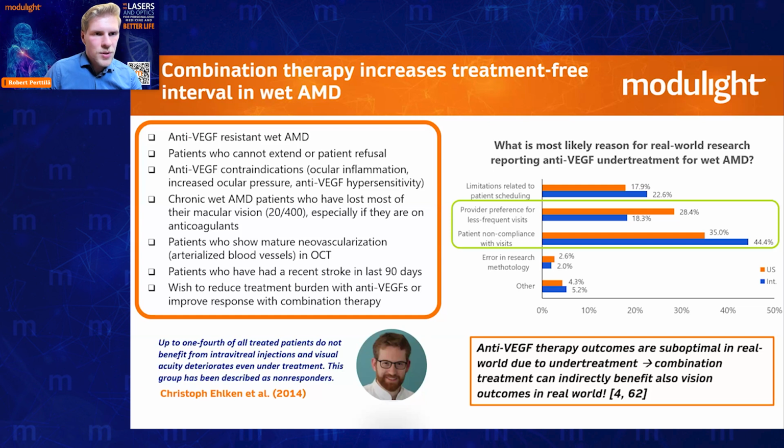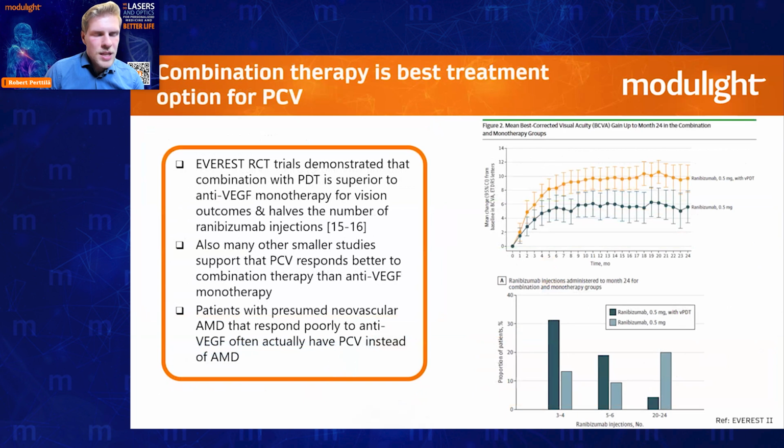Then a couple of words about the PCV. As I mentioned earlier, the EVEREST 1 and EVEREST 2 trials have shown that combination is significantly better than anti-VEGF monotherapy alone for these patients.